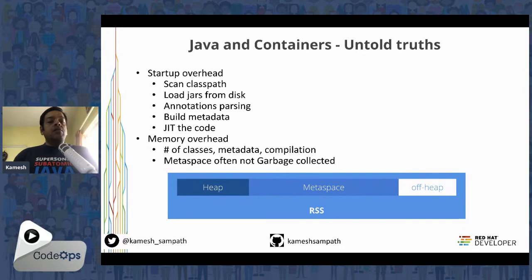All right. But when you go back and analyze why we have all these things, for example, the points that I have listed on my slides here. When you start any Java application, there's a bunch of overhead involved. One is that I need to scan the class path, then load the jars from the disk, which are my dependencies, do some annotation parsing, build the metadata that is required, and then also add some JIT to the code. That I need to do dynamic optimization and compiling and all these things.